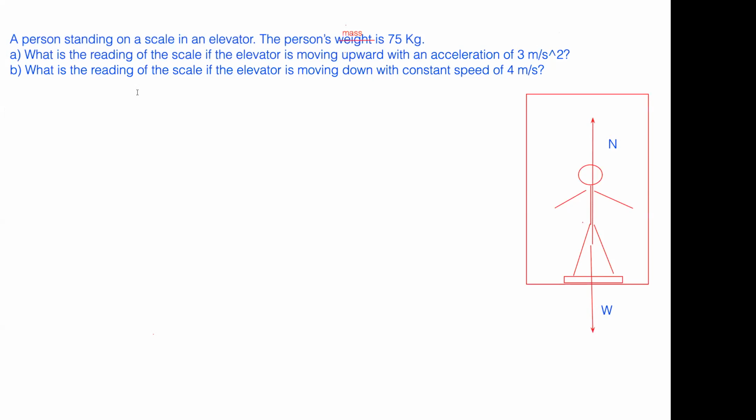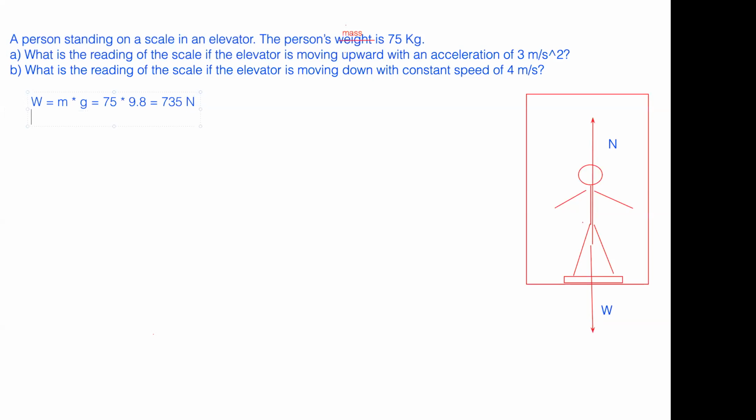And just by reading the first line of the problem, we can say that our weight is equal to mass times acceleration of gravity, and that will be equal to 75 times 9.8, and that will give us 735 newtons. And that's the only piece of information that we have so far.